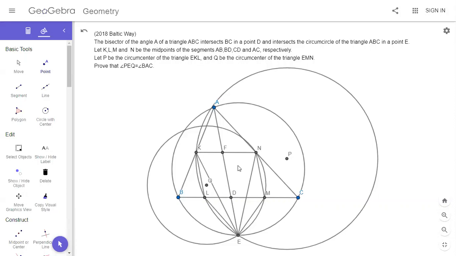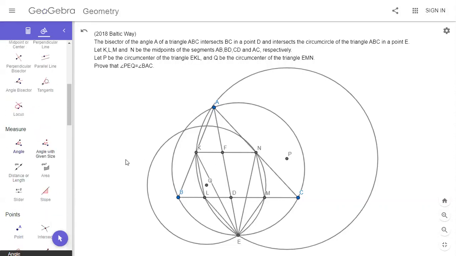Is angle LEM equal to angle BAC? Maybe. I think I checked that before though, and it wasn't. But I'll check it, because I was testing whether QEL is equal to PEM, and they were different. Well, let's see, 76.4. Yeah, they're different.